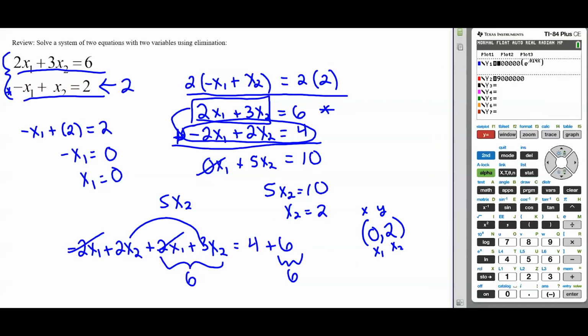I'm just going to quickly, I had some stuff in there already. I'm going to quickly graph these. Calculator doesn't want to work for me right now.